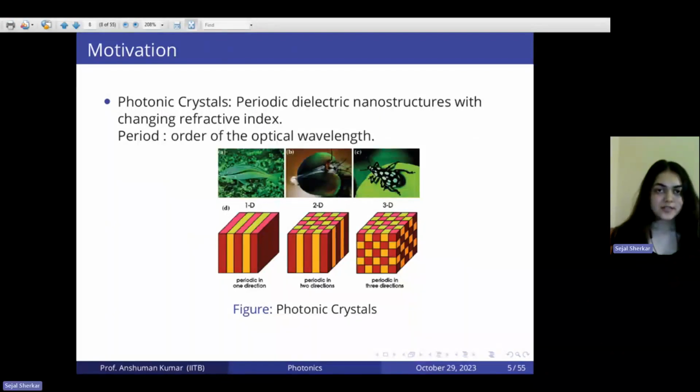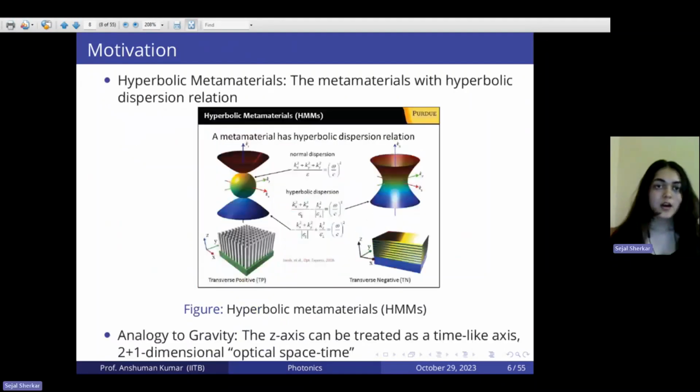What are photonic crystals? They are periodic dielectric nanostructures with changing refractive index. Their period is of the order of optical wavelength. Now, what are hyperbolic metamaterials? The metamaterials with hyperbolic dispersion relation are hyperbolic metamaterials. We also introduce analogy to gravity. The z-axis can be treated as a time-like axis in a 2 plus 1 dimensional optical spacetime.